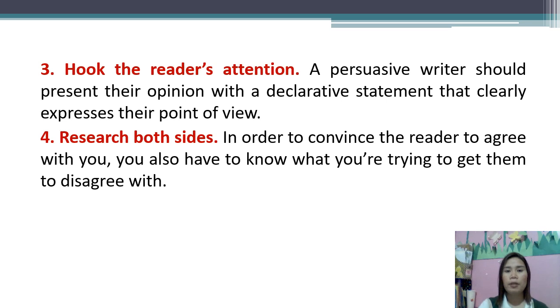Next is number four, we have research both sides. So here, in order to convince the reader to agree with you, you also have to know what you are trying to get them to disagree with. So your audience may be completely stuck in their ways. So knowing both sides of your argument and how to effectively counter the opposition is very important.